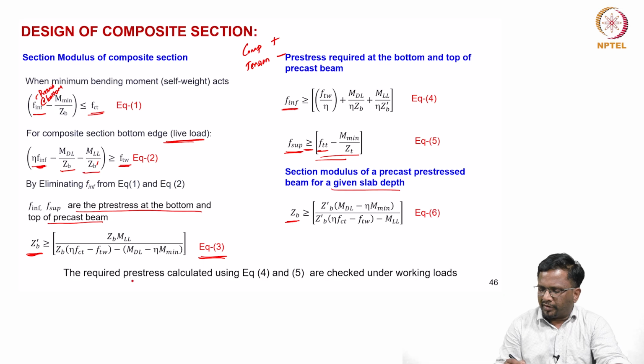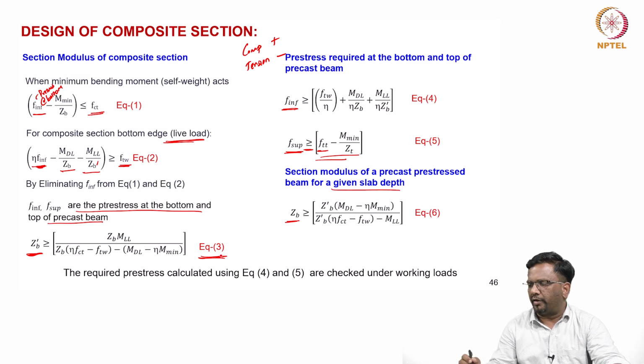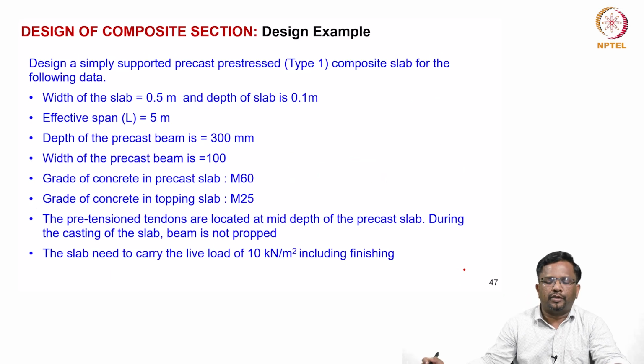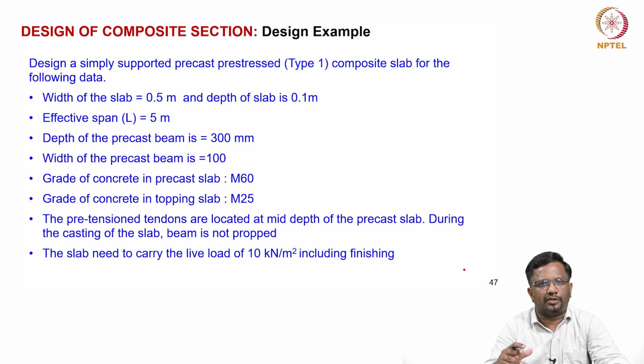Now the required pre-stress, which is calculated from equations 4 and 5, will again be checked under working loads. Okay, so these are the stress equalities; we have to satisfy the stress limits. Now let's go through an example problem that will clearly explain how this entire process is done.